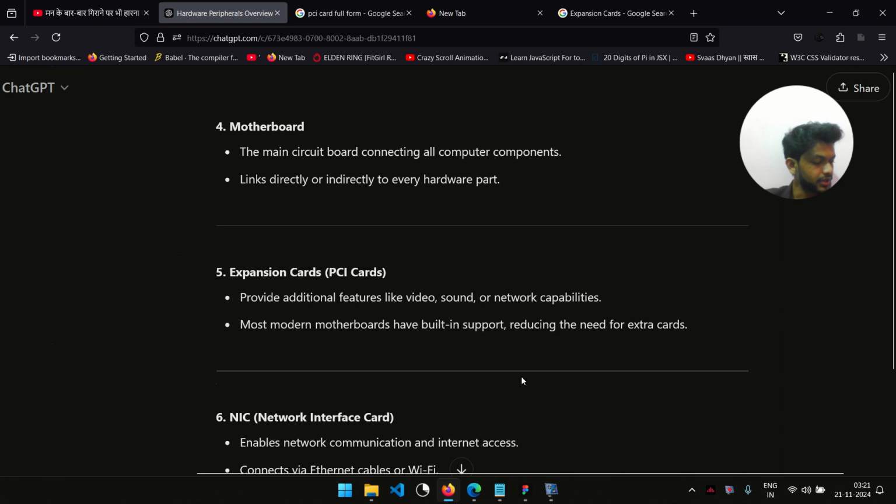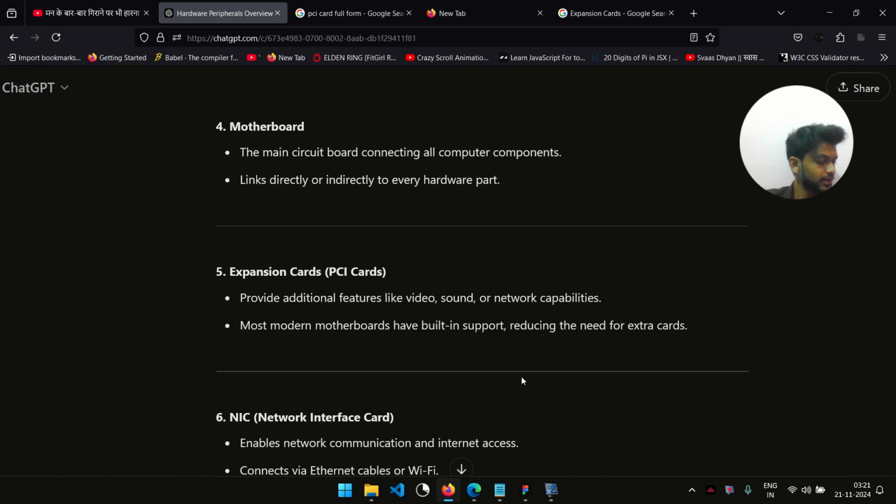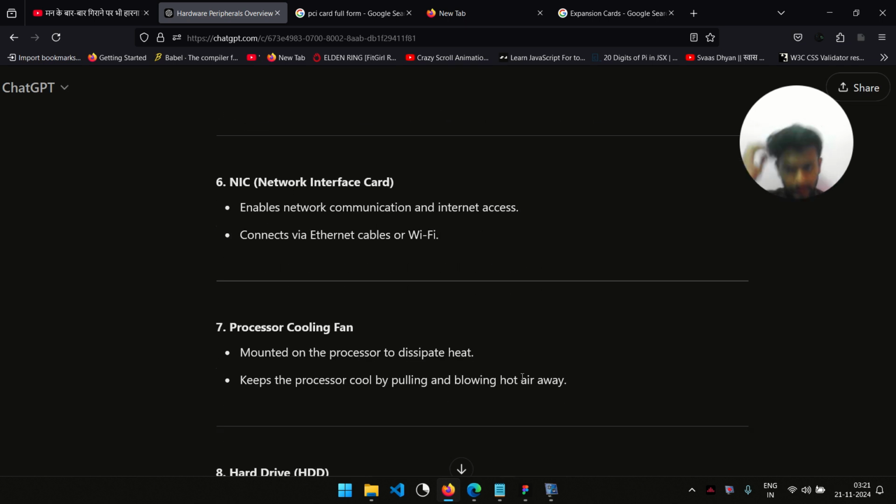PCI cards, or expansion cards. Expansion of what? Video, network, and sound. NIC: network interface card. What is NIC? Network interface card.